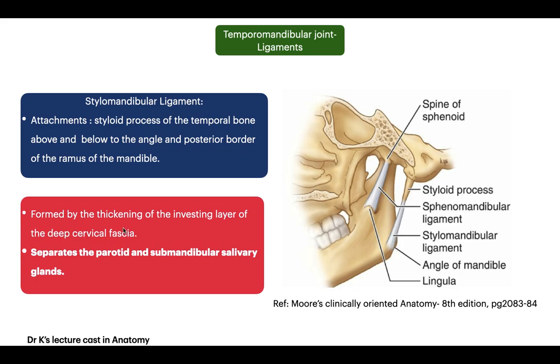How is it formed? Like how we saw the formation of the sphenomandibular ligament, the stylomandibular ligament is nothing but a thickening of the investing layer of deep cervical fascia. And this separates the parotid salivary gland from the submandibular salivary gland.